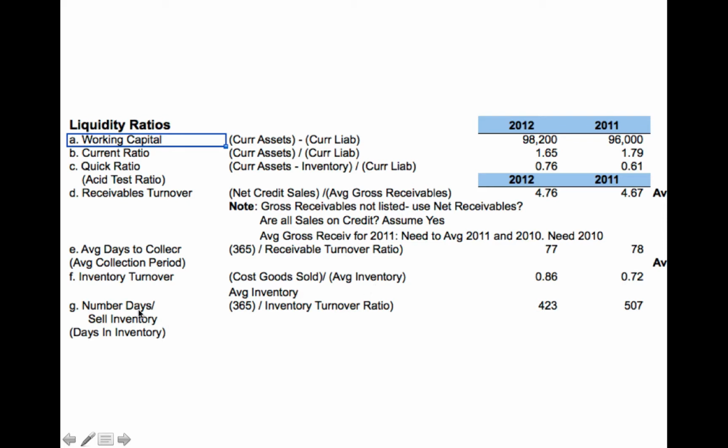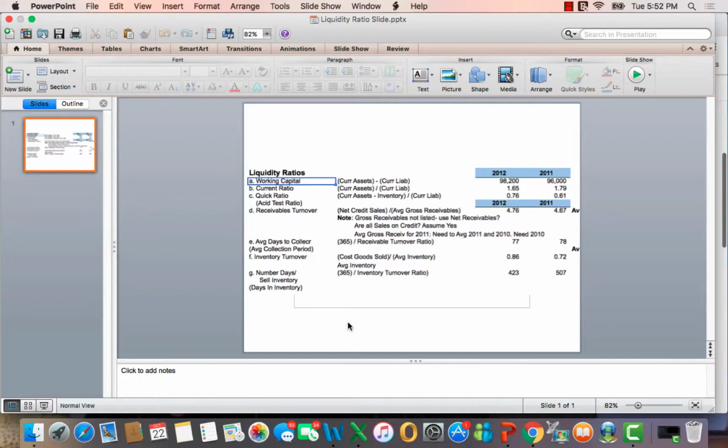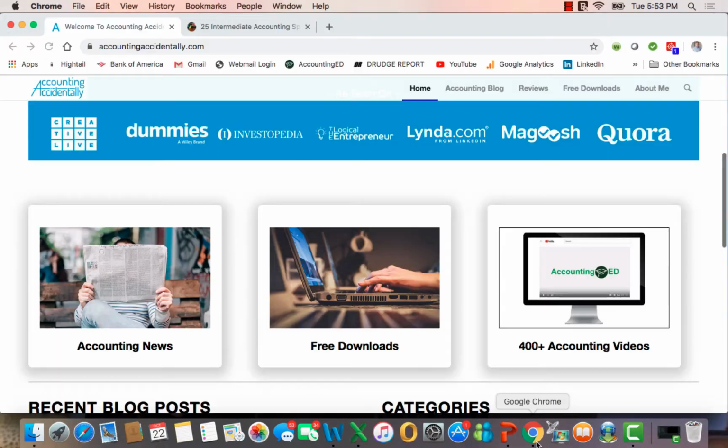And finally, how long does it take you to sell your inventory? Similar to how long does it take you to collect money? It's 365 divided by the inventory turnover ratio we figured out up here. And the fewer days it takes to sell inventory, the better. So that's a quick overview of that topic.